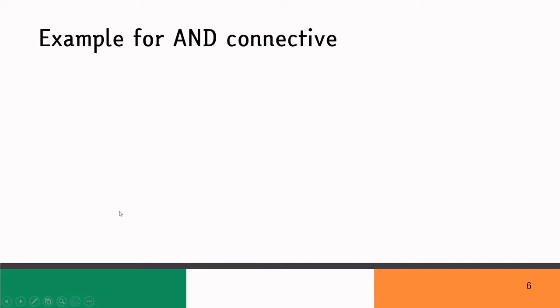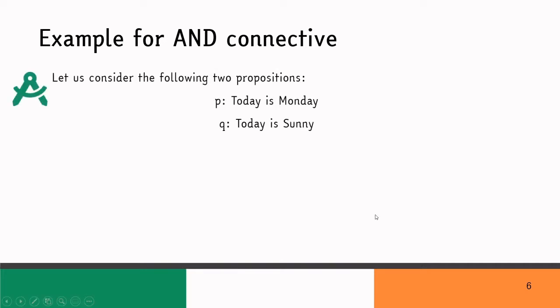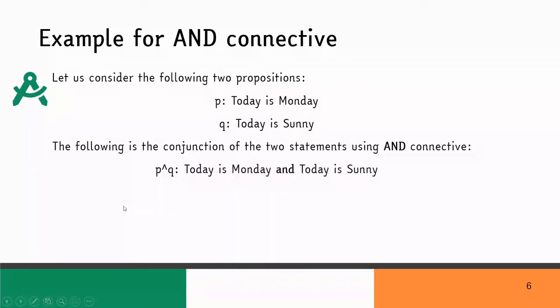Since propositions are mainly representations of logic from English statements, let us consider the following two propositions. Proposition P means today is Monday and proposition Q means today is sunny. As we saw earlier, the conjunction of two propositions would be represented with a caret symbol between them. We can say that the conjunction of the above two statements P and Q would be represented as P caret symbol Q, which means today is Monday and today is sunny, which basically means that today is both Monday as well as sunny.